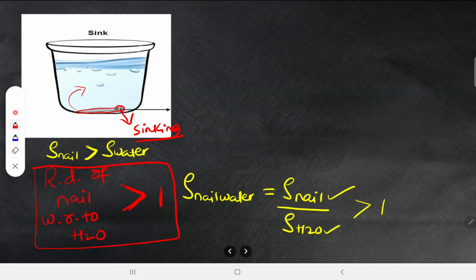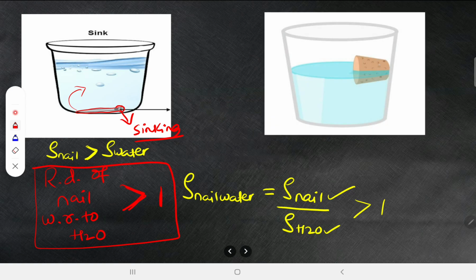Moving forward, now look at this cork. This cork is floating, no? Why is it floating? The answer is quite simple. The relative density of this cork with respect to water should be less than 1.